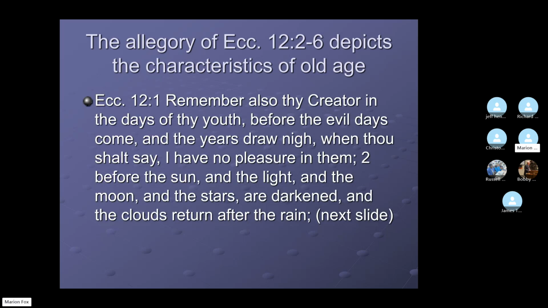Ecclesiastes 12:1. Here's an allegory. It depicts the characteristics of old age. Remember also thy Creator in the days of thy youth, before the evil days come. Now the word evil has two usages in English, in Hebrew, and in Greek. All three languages have the same two usages.